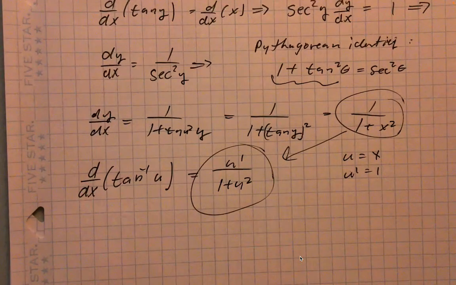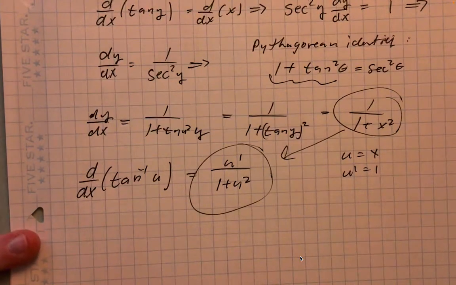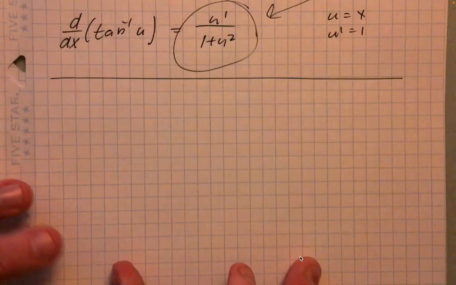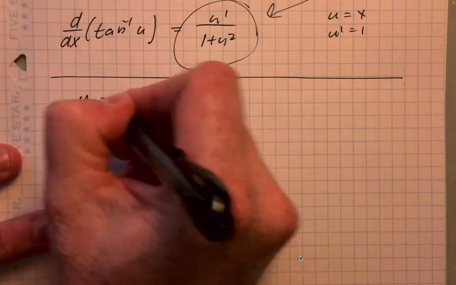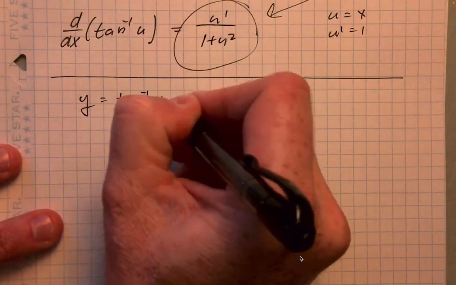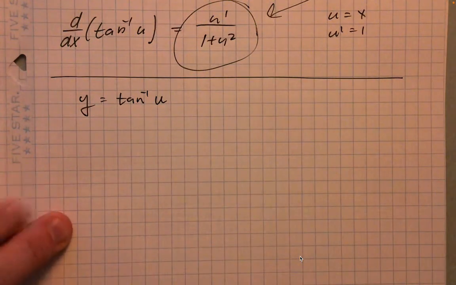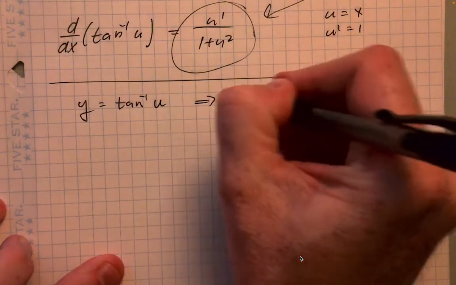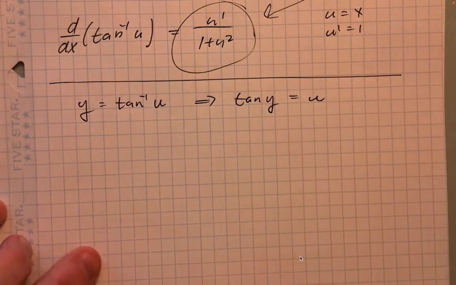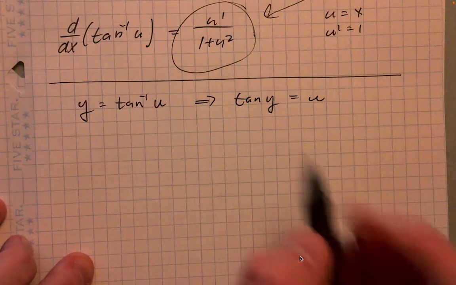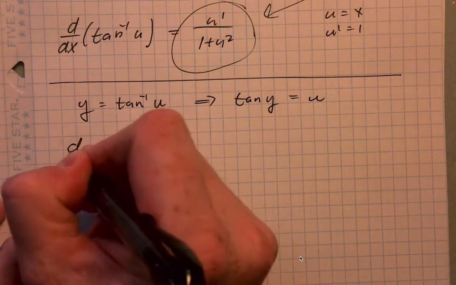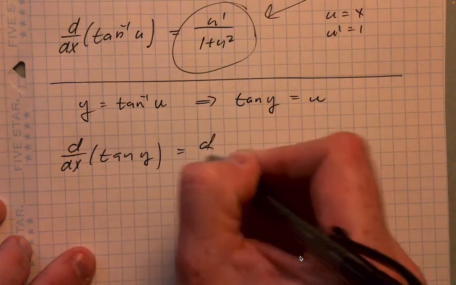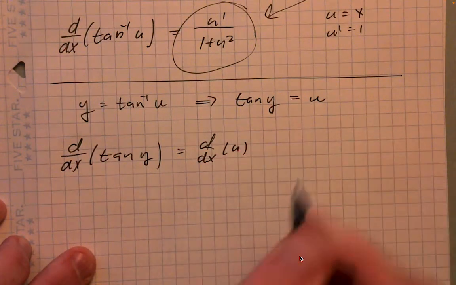What happens if u is not just something simple like x? Well, let's just see here. I think you'll see that it's very straightforward. So y equals inverse tangent of u, where u here is interpreted as a function of x. Then the tangent of y is equal to u. Differentiate both sides by x. So we'd say d dx of tangent of y equals d dx of u.